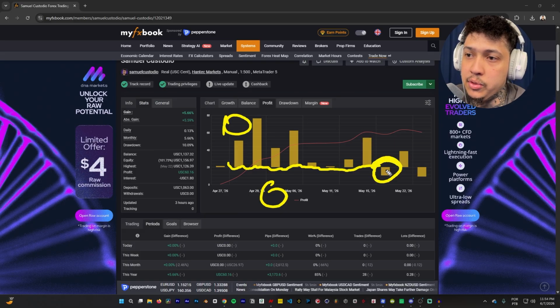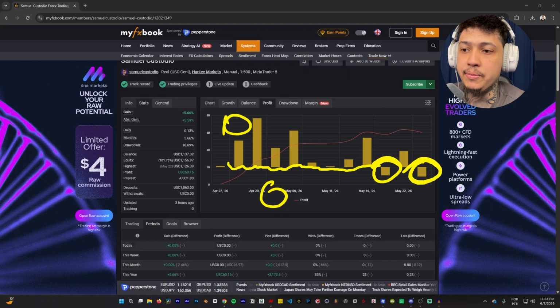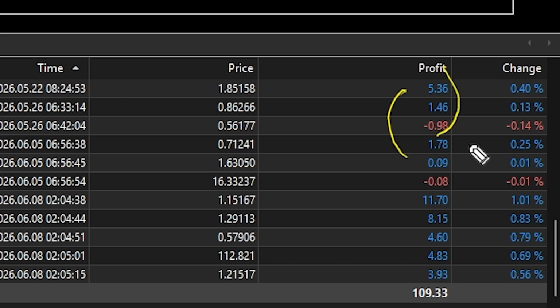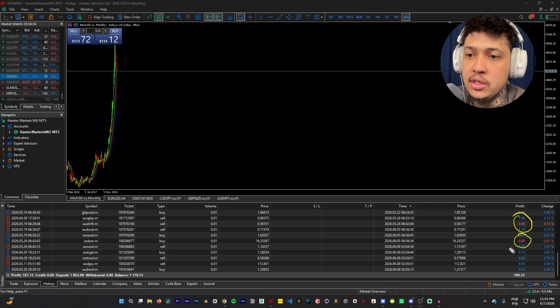Okay, so this one was a negative one, and this one was also a negative one, which an MT5 represents these 2 trades. One of them was 0.98, so that's pretty much nothing. The other one was 0.08. So it's pretty much nothing compared to the positive ones, because the idea is, it's not about losing money.